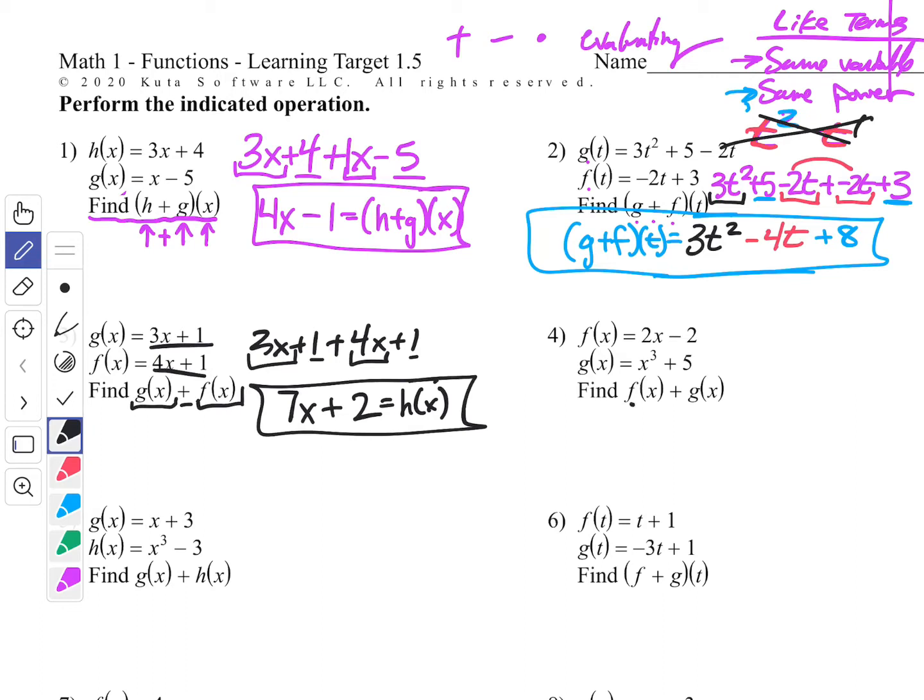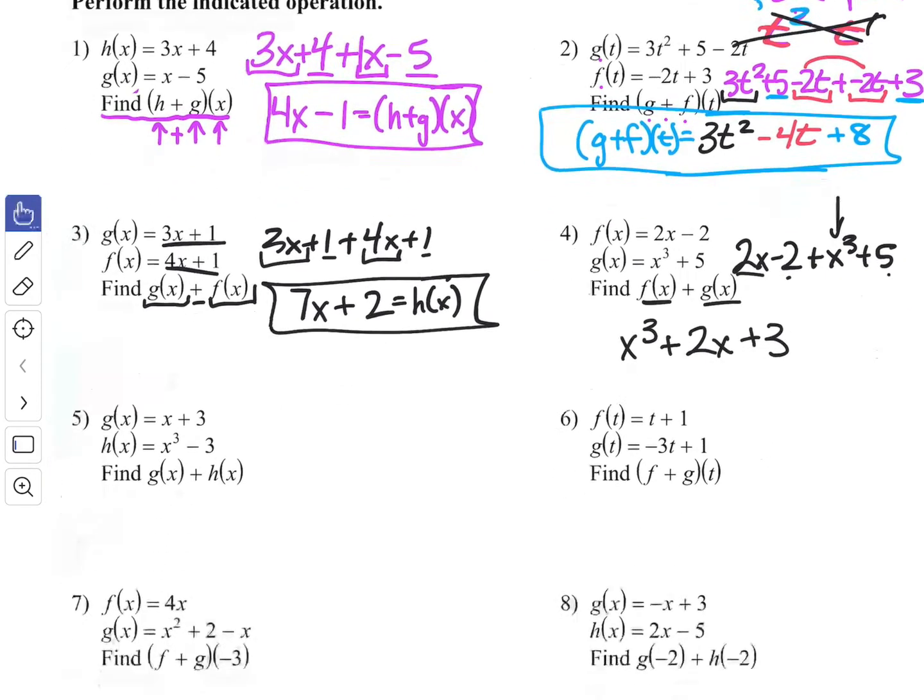All right, f of x plus g of x, same thing. So 2x minus 2 plus x cubed plus 5. There's no other x cubed, and generally I like to go with the highest power first, so x cubed is right there. Then we put 2x, it's positive, so we put plus. Then negative 2 and 5 give us a positive 3, because 5 minus 2 is 3.